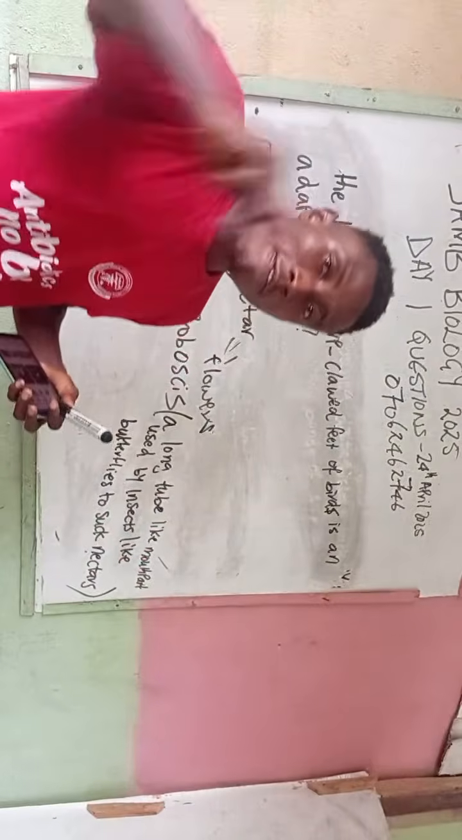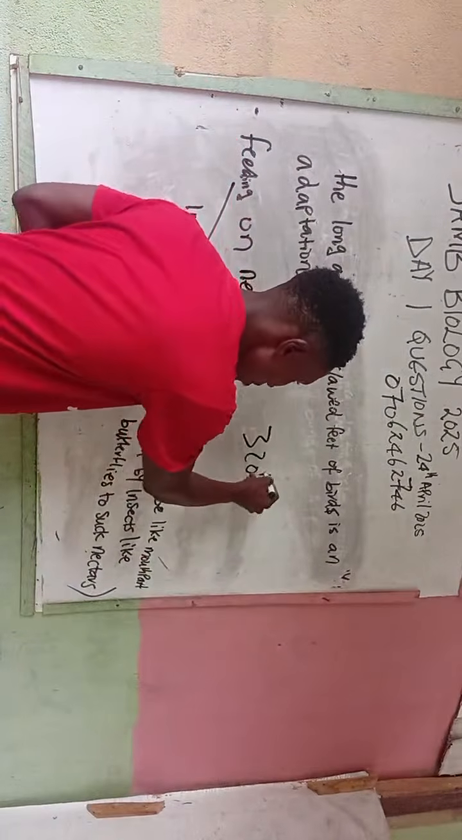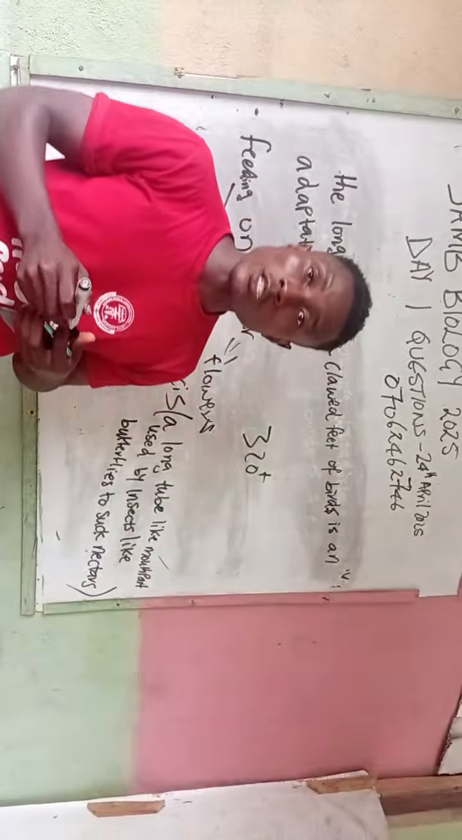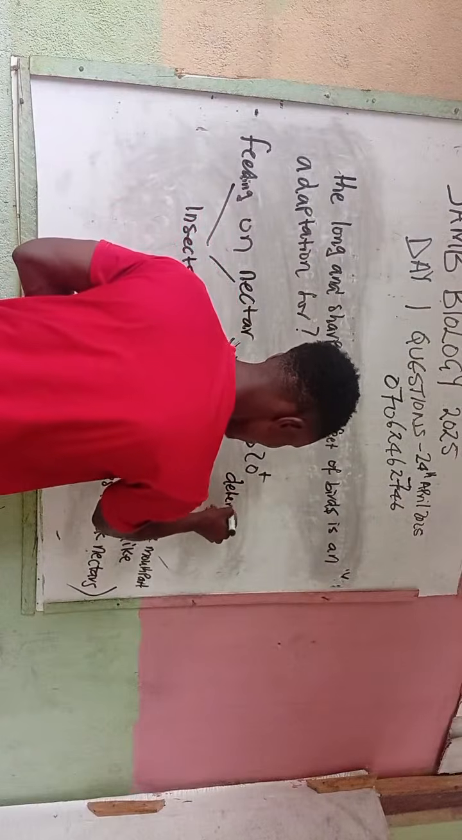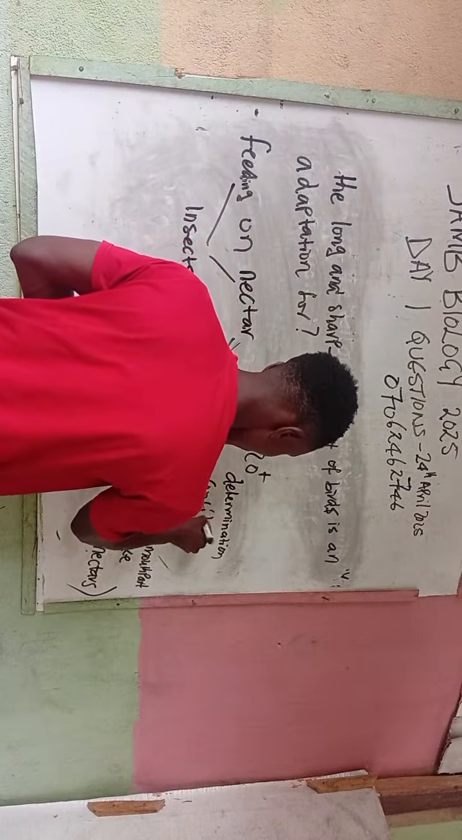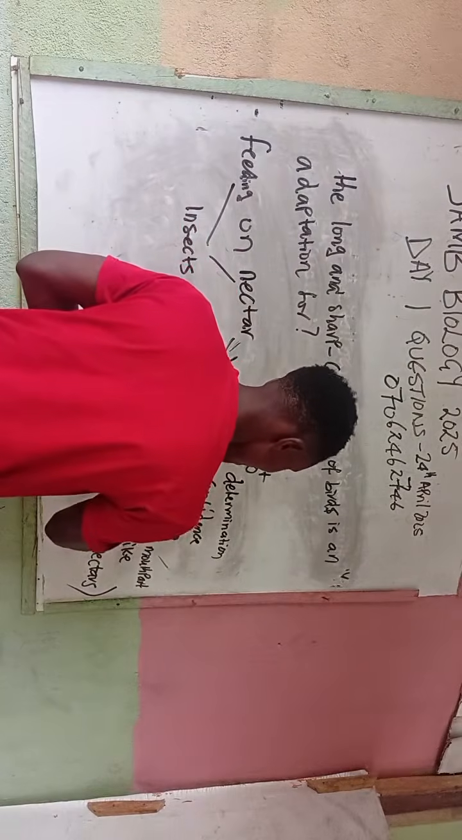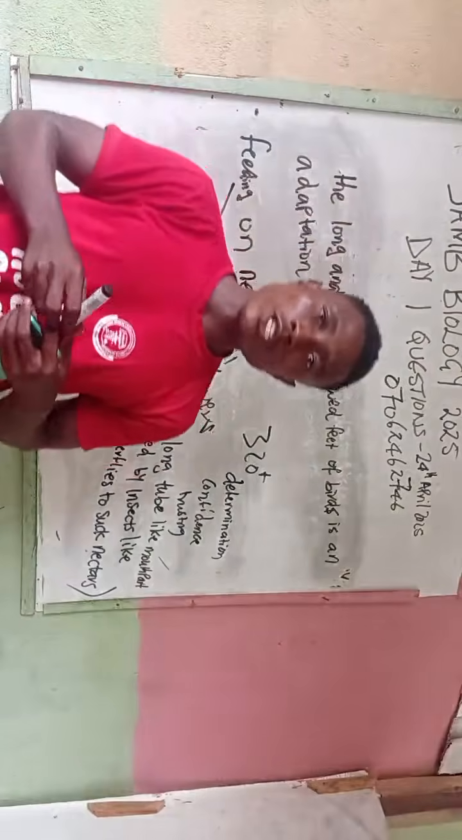Believe in yourself, trust in God. Scoring up to 320 plus in JAMB UTME is very possible. But you can only get this when you have determination, confidence in yourself, trust in God, and cut off all distractions, focusing on what is really important.